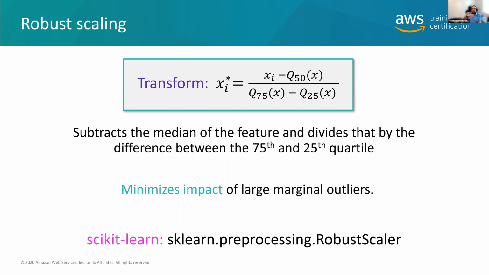What you're going to do is figure out those three quantities. And then you're going to subtract the median of the feature and divide it by the difference between the 75th and 25th quantile of the feature in the training data. So it's going to be robust to outliers because outliers are going to have minimal impact when calculating medians or quartiles. Robust scaling was not one of the options when it talked about minimizing the impact of outliers, but that would probably have been one of the best options.